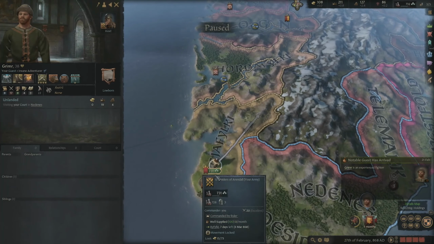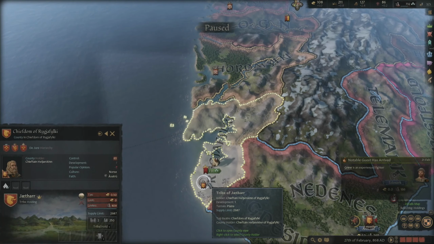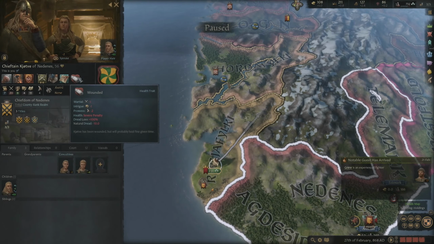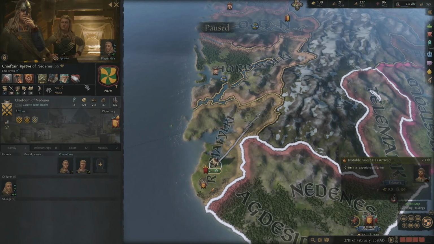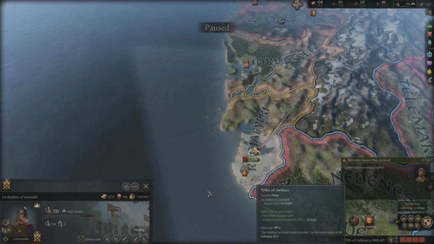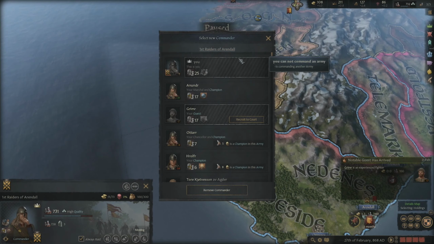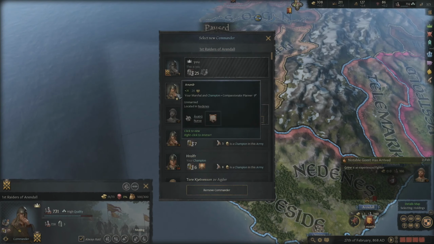Let's ensure... Have we finished raiding? Yes. Let's ensure we are not leading the raiders. We're still very wounded and we don't want to be leading. I wish it would not auto put my guy in charge of the army. So we're going to select a different commander. We get huge bonuses for leading our own men, but the risk of being injured or killed is huge and terrible. So we will send our marshal instead.